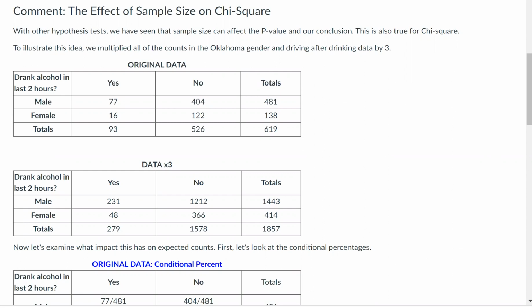In the example with the gender, we had 1,500 college students. That was quite a big sample, but what if we have a smaller sample than that, or even bigger than that? How would that affect things? With other hypothesis tests, we have seen that sample size can affect the p-value and our conclusion. This is also true for chi-square.